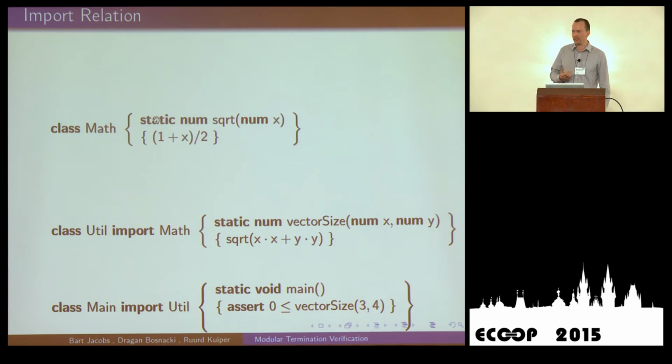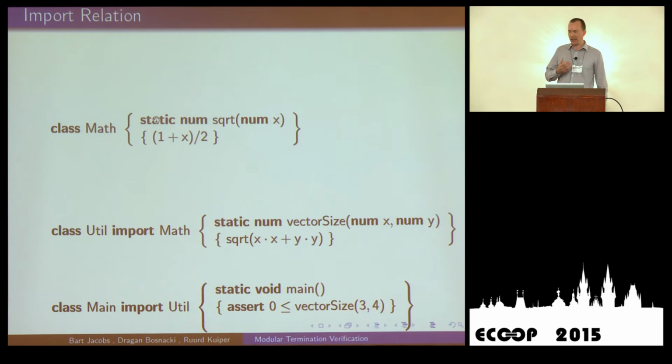So the significance of the import relation is that we define module correctness as a module satisfies its specification, assuming that imported modules satisfy theirs. So we can assume that imported modules satisfy their specification. That's why we need to import math inside of util, and why we need to import util in main. Also, we're going to assume that the module import relation is acyclic. So this is pretty clear if you think of the definition of module correctness, otherwise you would get cyclic reasoning.